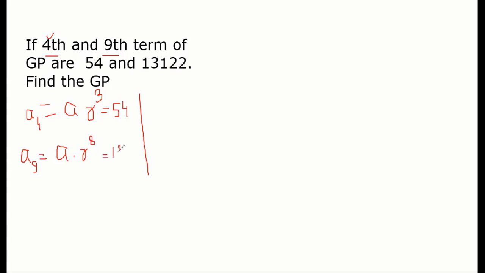And that is given as equal to 13122. So now we have two equations and two variables. How will you solve? Very easy way. What will you do now, Anushka? You have two equations, two variables. How will you solve it? Sir, we will put both equations and solve it. We will divide both the equations, Anushka. See how it happens. This is such a simple thing, and this is a very nice way of solving this GP.